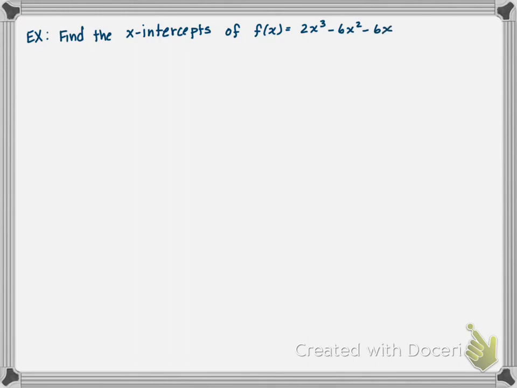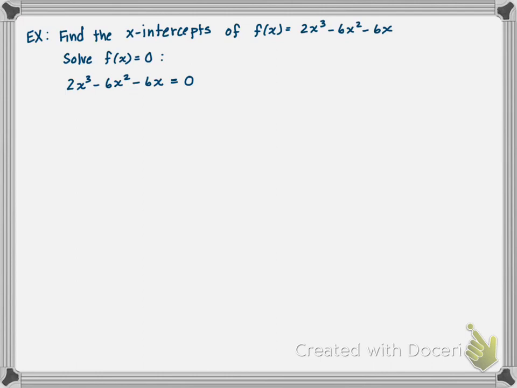So what's the first thing I have to do if I want to find x-intercepts? Set equal to 0. Yeah, you have to set your function equal to 0, right? You're looking for the solutions to f of x equals 0. So 2x to the third minus 6x squared minus 6x equals 0. And then can I use the quadratic formula here?